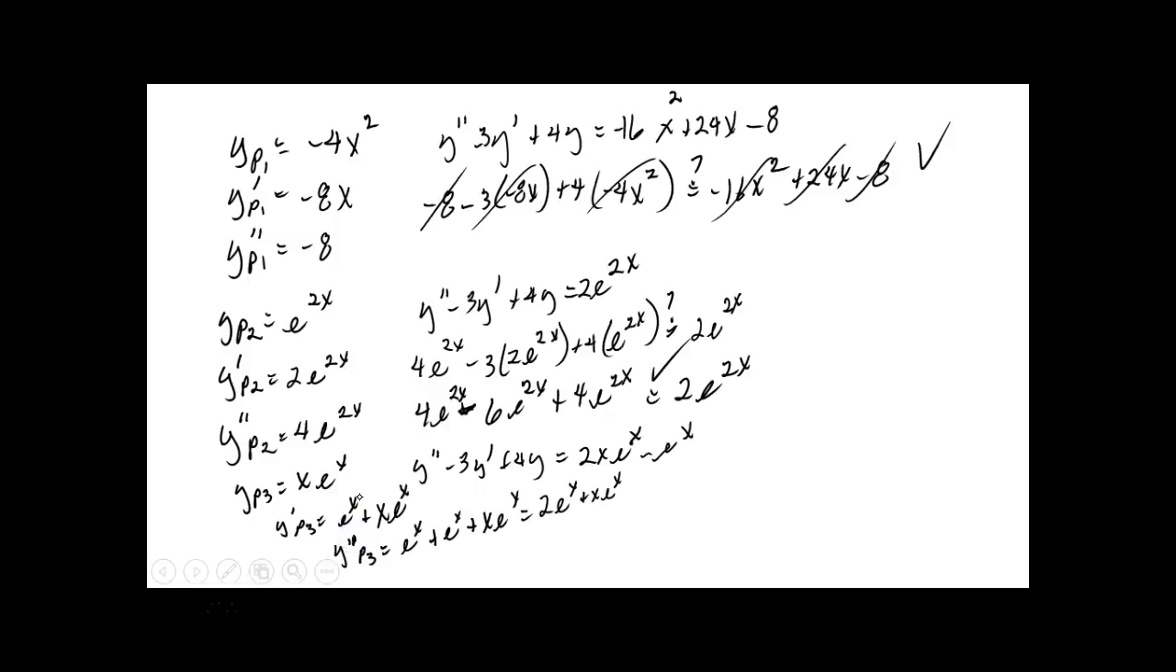So let's put all of those together. Your y double prime of that particular solution there would be 2e to the x plus x e to the x, right? Minus 3 times y prime, which would be e to the x plus x e to the x.